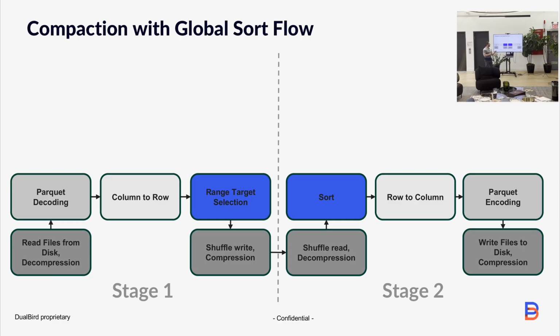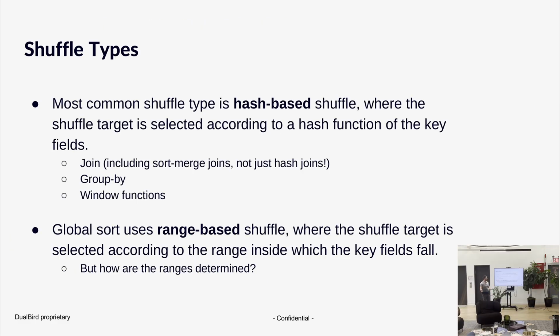So now we're finally doing the actual sorting of each of these ranges, going back from row to column, Parquet encoding, and writing the files back to disk, compressing them. Is that all? Well, those of you on the more perceptive side would notice that I left this empty, so no, it's not all. It gets even a bit more complicated than that.